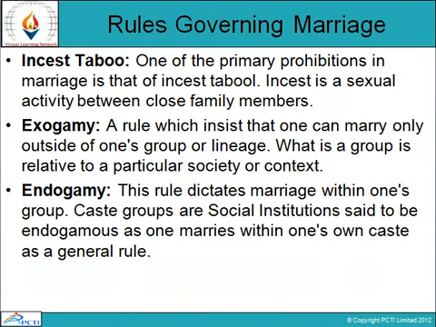Now rules governing marriage. Incest taboo. One of the primary prohibitions in marriage is of the incest taboo. Incest is a sexual activity between close family members. Exogamy. A rule which insists that one can marry only outside of one's group or lineage. What is a group is related to a particular society or context.